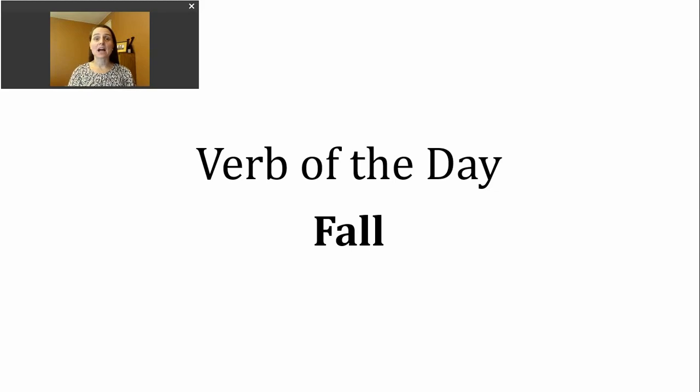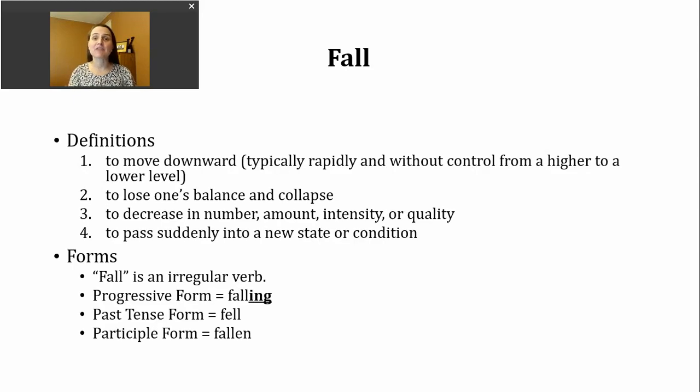Hi, it's time for another verb of the day. Today's verb is fall. Let's take a look at some of the definitions or ways we can use this verb.